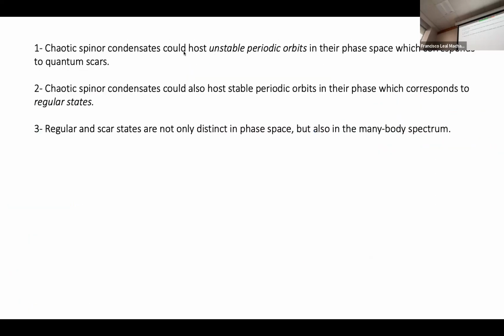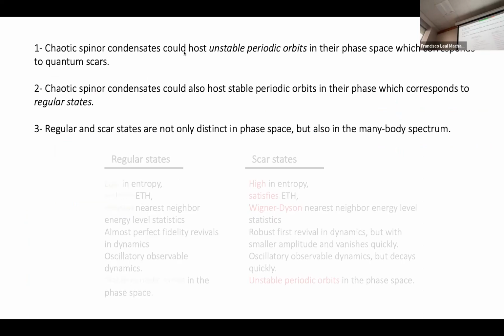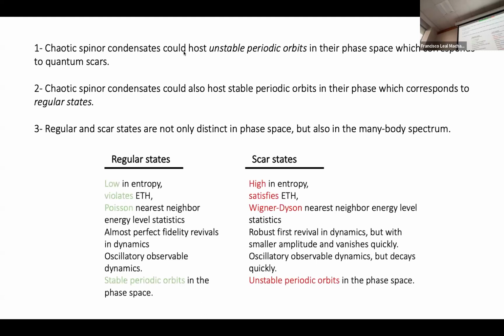Okay, so we find that the chaotic spinor condensate hosts unstable periodic orbits in the phase space, which correspond to quantum scars. We also find that it hosts stable periodic orbits in its phase space, which correspond to regular states. And we find that regular and scar states are different from each other, not only in the phase space, but also in the many-body spectrum.